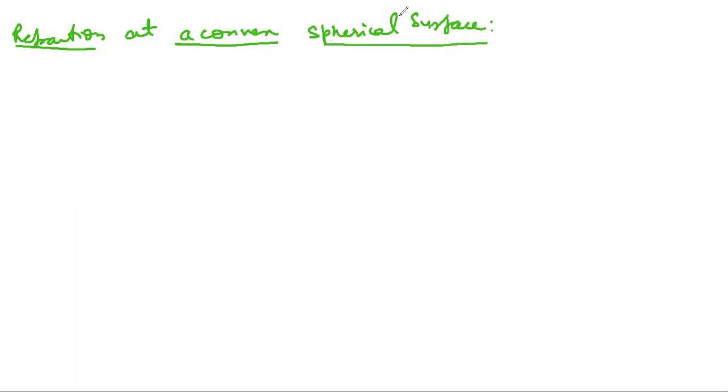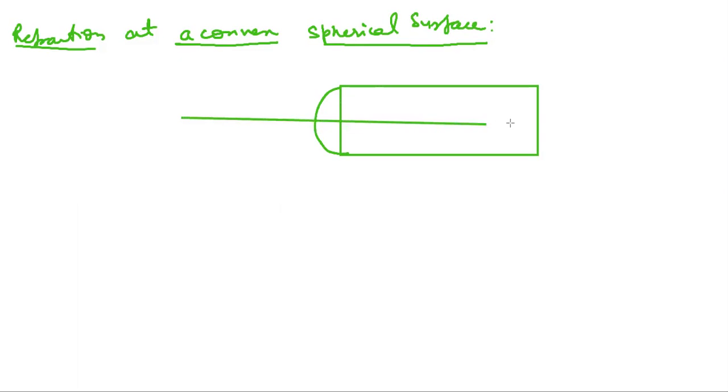So, reflection at a convex spherical surface. This is the convex surface. This is the principal axis of the convex surface. Incident ray.